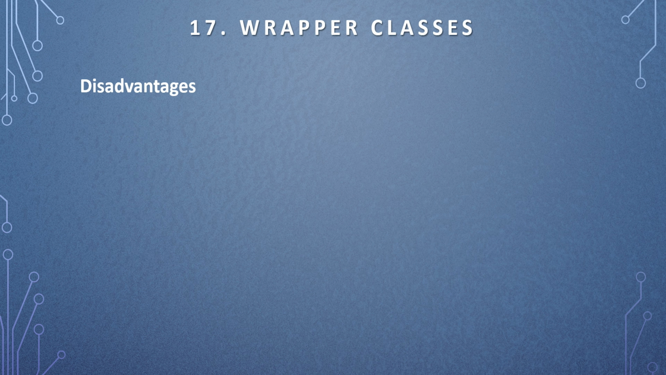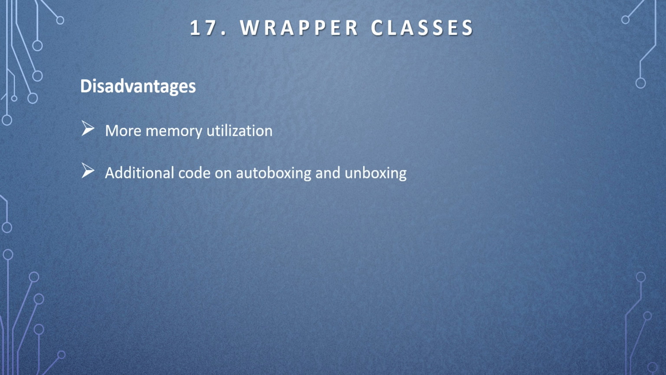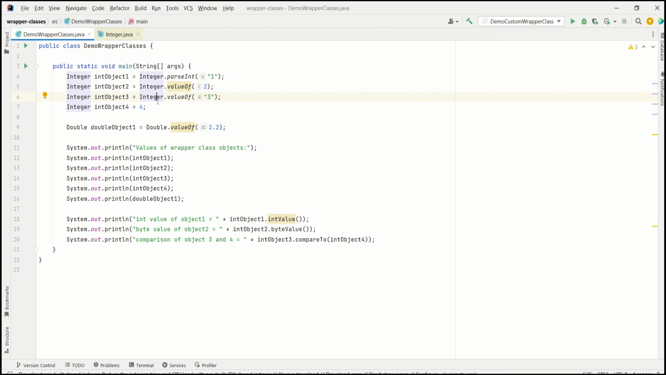While wrapper classes are extremely useful, they are not without disadvantages. More memory utilization and additional code for autoboxing and unboxing are some of them. Let's look at an example to understand in detail.